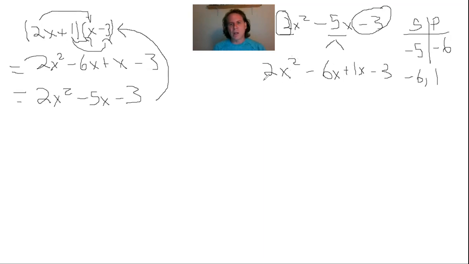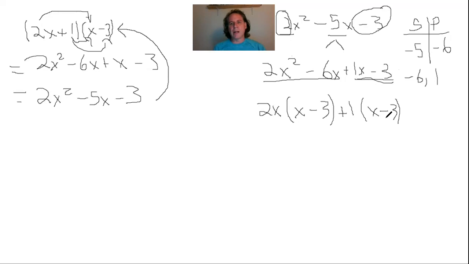Now I look to common factor the first two terms and common factor the second two terms. I look at the first two and ask, what's the greatest common factor? It's the number 2, and both of these terms have at least one x, so there's an x there as well. 2x squared divided by 2x is just x, and negative 6x divided by 2x is negative 3. Then I look at the second pair of terms, and there is no common factor, so I'm just going to write a plus 1 times x minus 3.